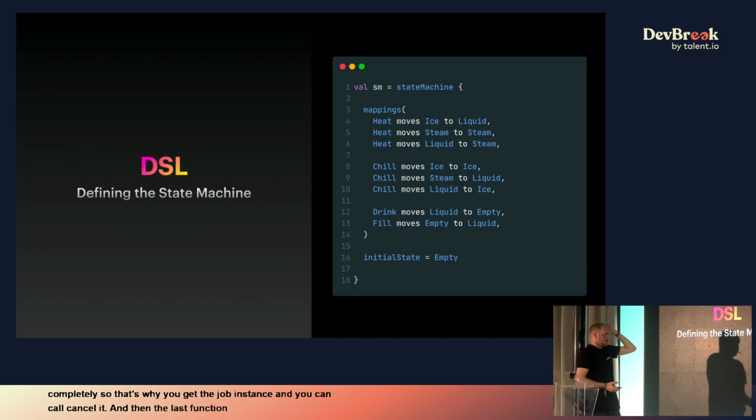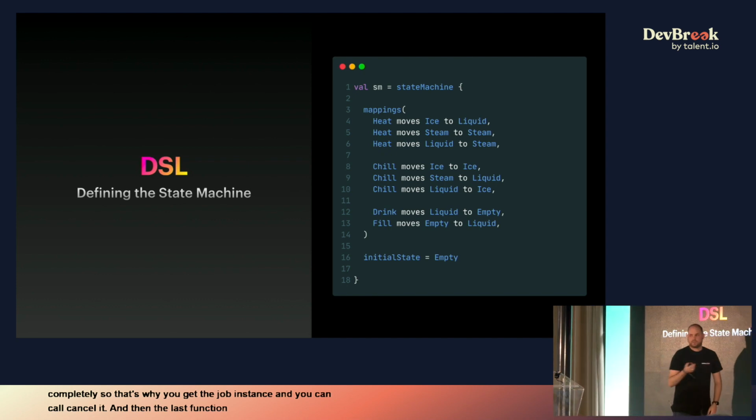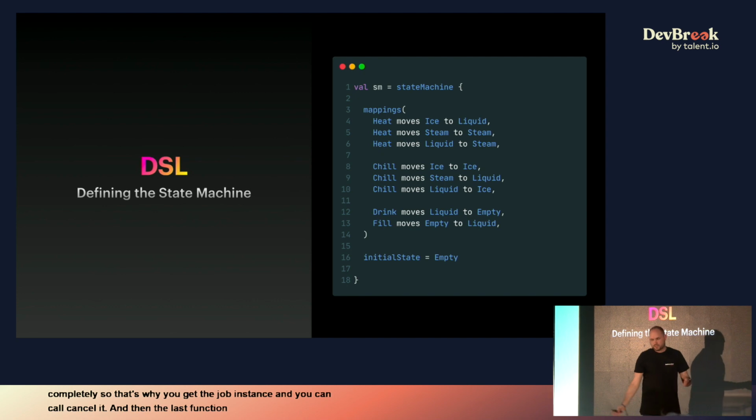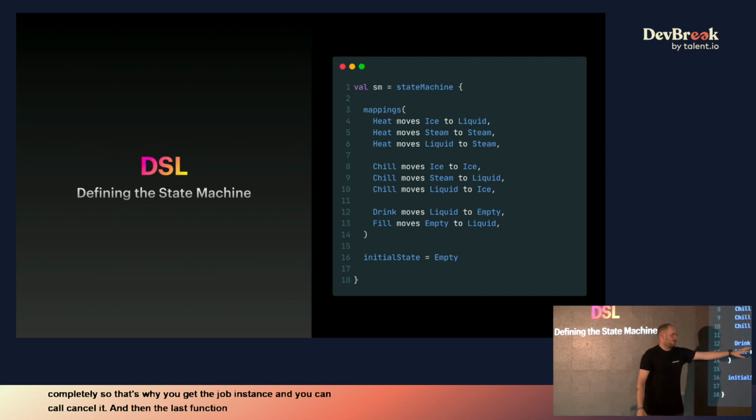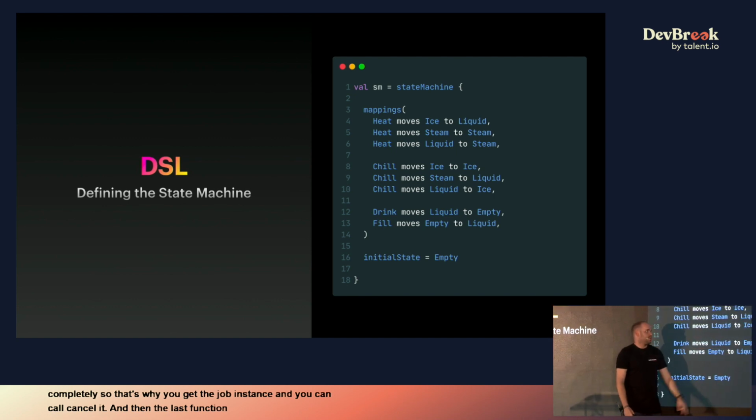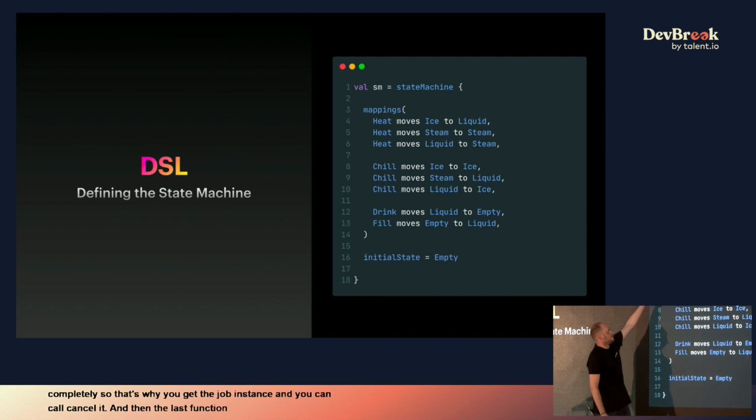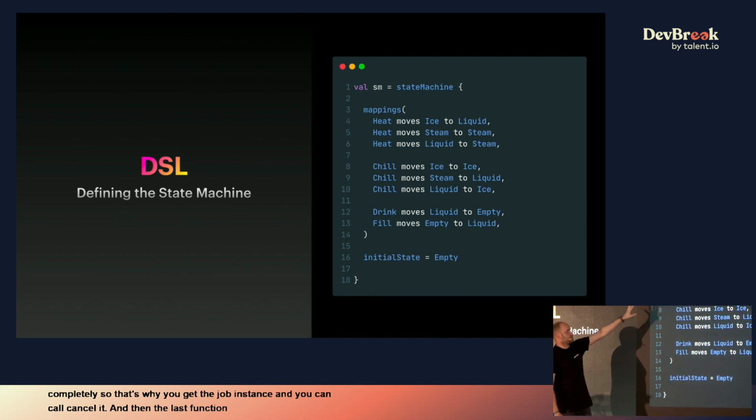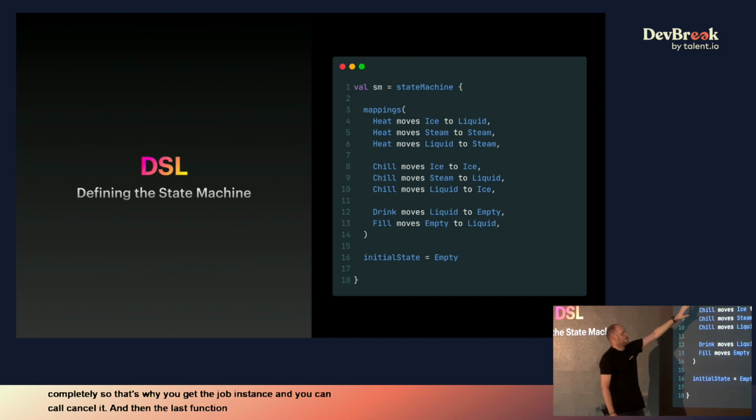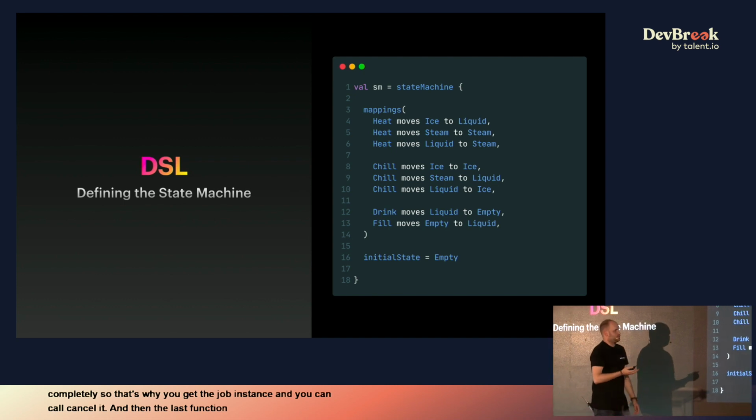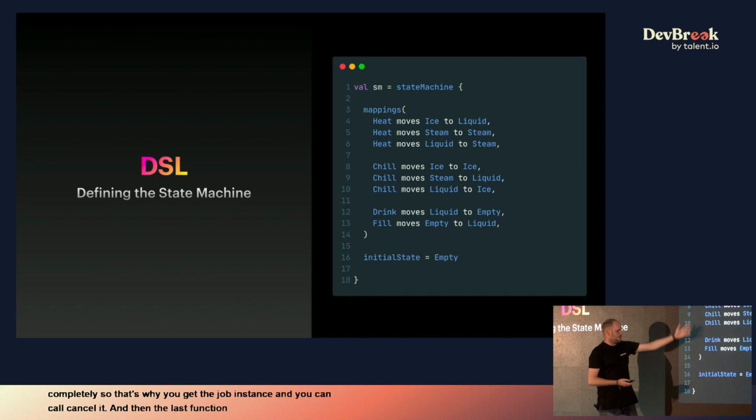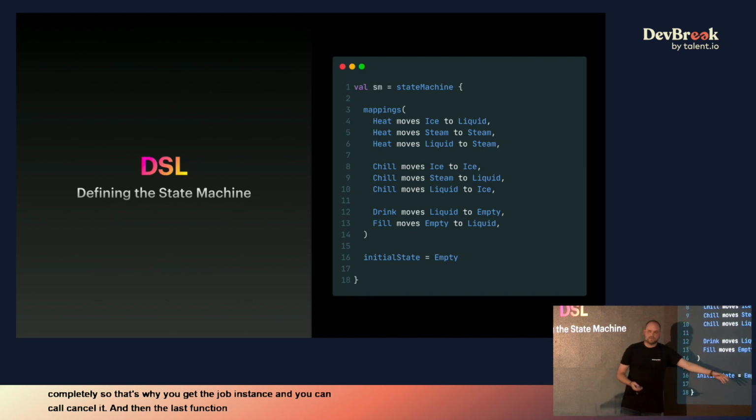So how do I create a state machine? And this is the fancy part that Kotlin allows. I created a bunch of code around it so that it could look this way. This is an infix function, and this is an infix function here as well. And this is a mapping function, and it would look something like this. So you just open a state machine, and then you say heat moves ice to liquid, and you would define it that way. It cannot be easier. And you define all of your states, you define all of your actions, and finally you can just say initial state is empty.